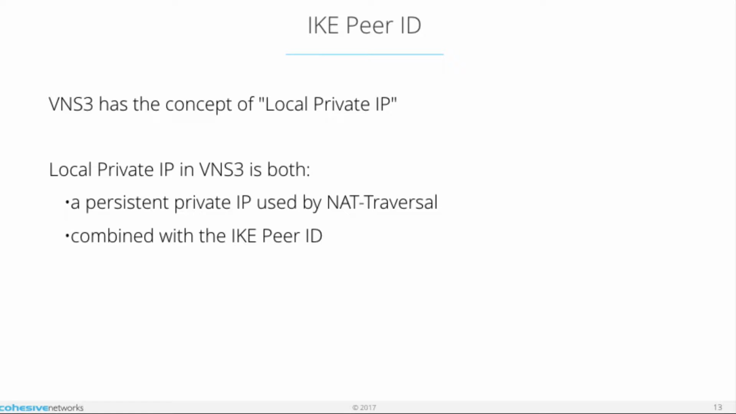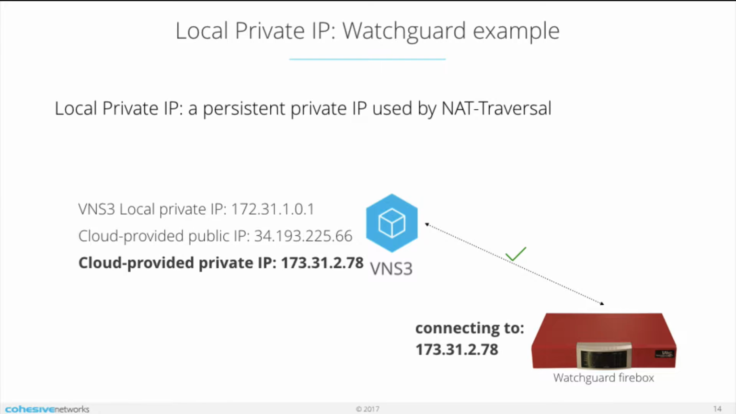We have this concept of local private IP. What this is, is two things. Local private IP is the private IP used by NAT-Traversal. Some boxes, an example is a WatchGuard Firebox, have to know the IP address of the device they're connecting to, not only the public IP, but the private IP.